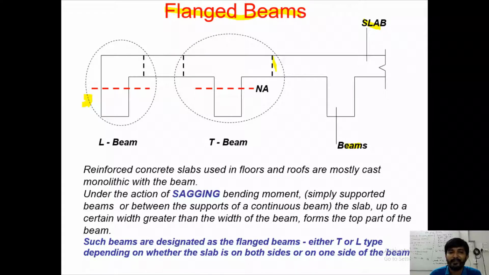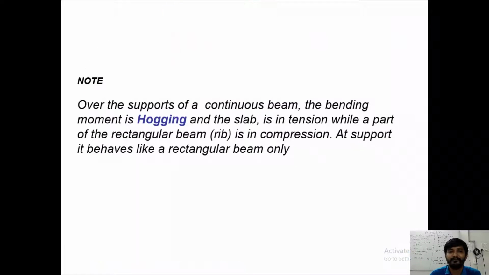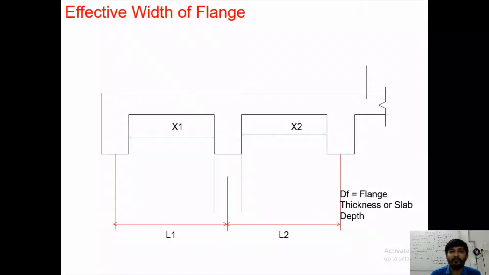So the neutral axis has been shown by a dotted line. Top part is under compression and bottom part is under tension. Over the supports of a continuous beam, the bending moment is hogging and the slab is in tension while a part of the rectangular beam rib is in compression. At support, it behaves like a rectangular beam only. So you need to keep in mind that exactly at support, it behaves like a rectangular beam only.